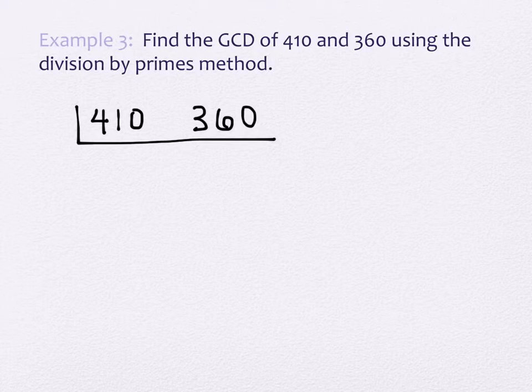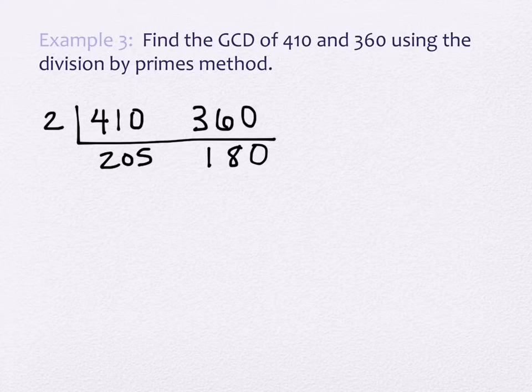What is the smallest prime number that divides these two? 2. And I'm going to divide them both. So this is now 205 and 180. Now, will they both divide by 2 again? No. How about 3? No. How about 5? Yes.